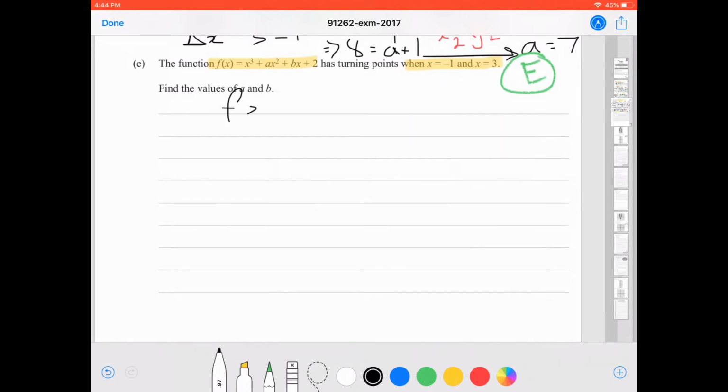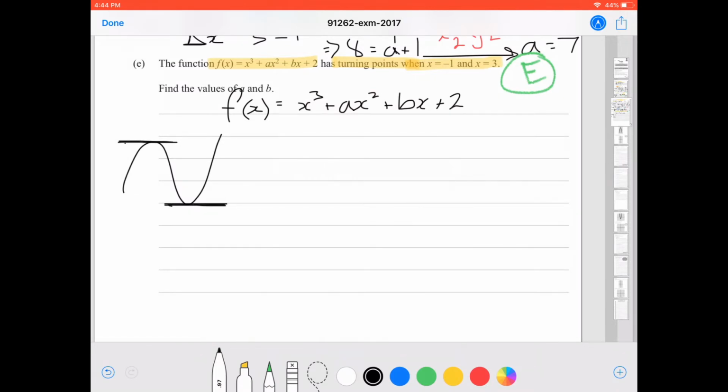Okay, so we've got this function f of x equals x cubed plus ax squared plus bx plus 2, and they're talking about turning points. Now what is a turning point? Well, if we graph this, we've got an x cubed, so it's a positive cubic, so it looks like this. Turning points are also known as stationary points.